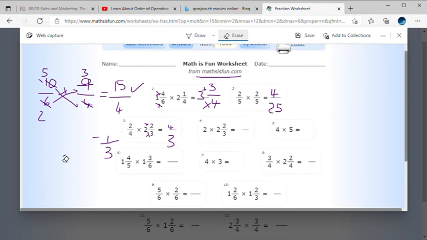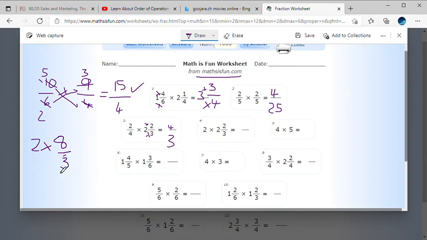You can rewatch the video to learn how I got these answers, or you could try your own methods. In number 4, we have 2 being multiplied by 2 and 2/3. We change the mixed fraction into a proper fraction. 3 times 2 is 6, 6 plus 2 is 8. So we have 8 upon 3.